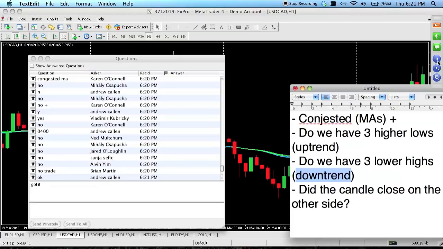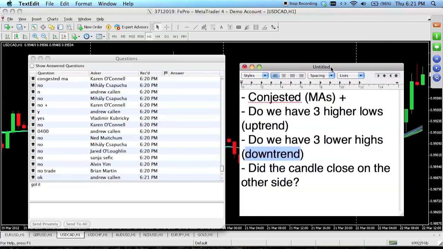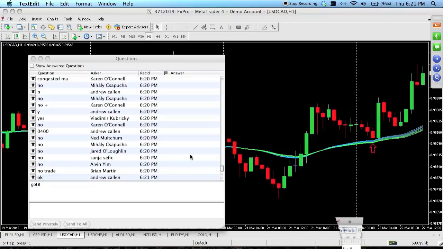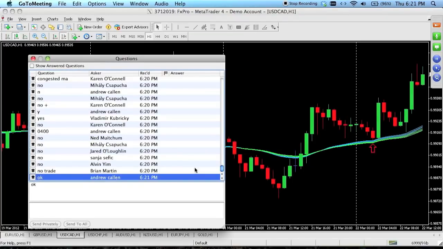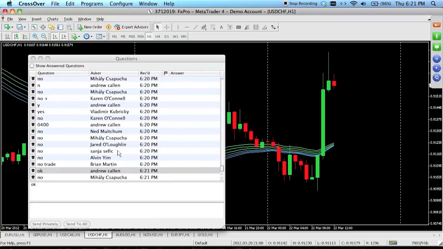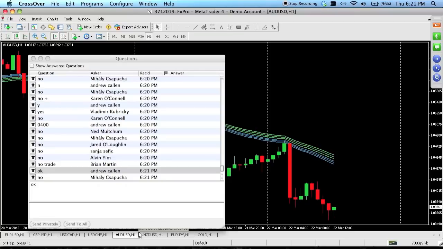Again, these rules are very important. And once you guys have this on YouTube, or if you want to take a screenshot or write this down, you are welcome to do that. So let's move on. Let's take a look at US dollar Swiss franc. Any trades today? No. Okay, good.